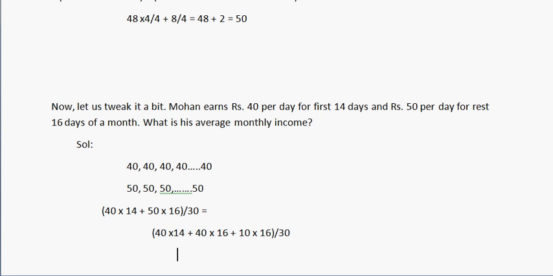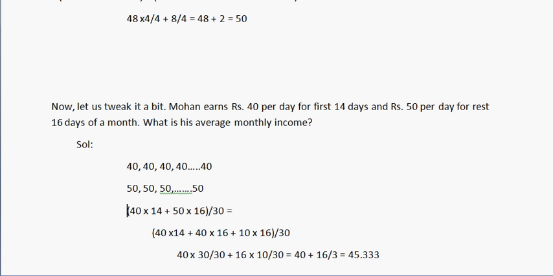So it becomes 40 multiplied by 30 divided by 30 plus 16 multiplied by 10 divided by 30, right? Which is equal to 40 plus 16 by 3, which is approximately 5.33. So it becomes 45.333. So this would be the average income. We just try to cut the calculations and make it as simple as possible. So this is how we do it.